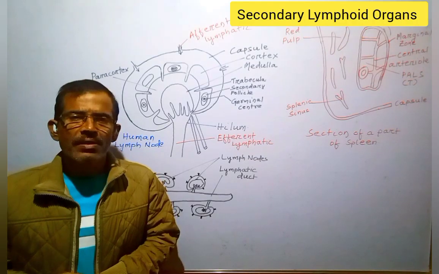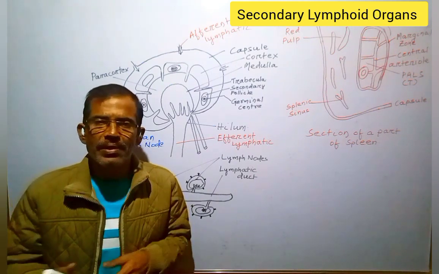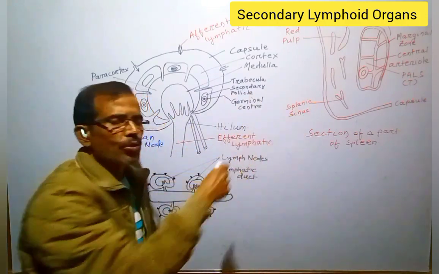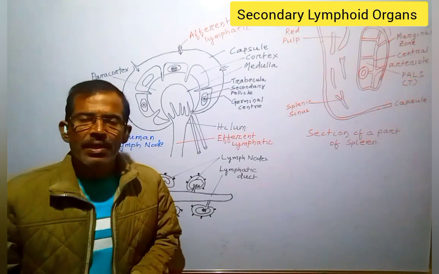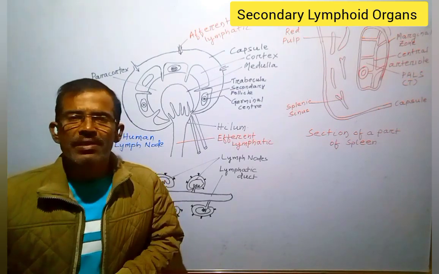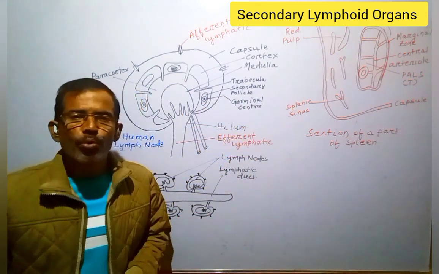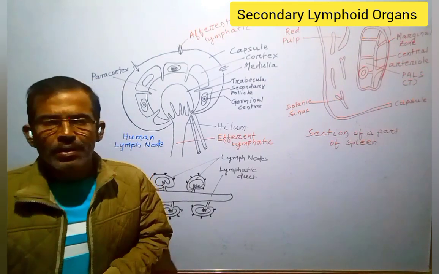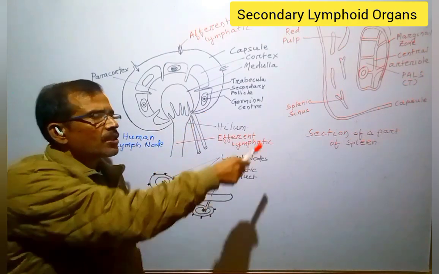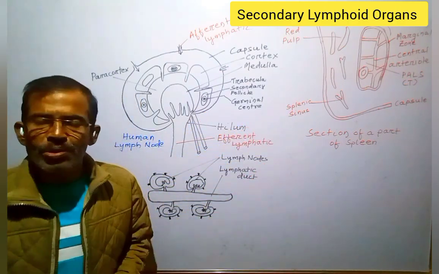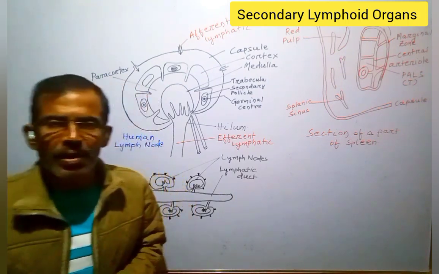Secondary lymphoid organs trap antigens from defined tissues and vascular space. In these organs, mature lymphocytes interact effectively with antigens and bring about humoral and cell-mediated immune responses. These organs are small and poorly developed at birth. They grow progressively with age. Lymph nodes, spleen and mucosa-associated lymphoid tissue are examples of secondary lymphoid organs.